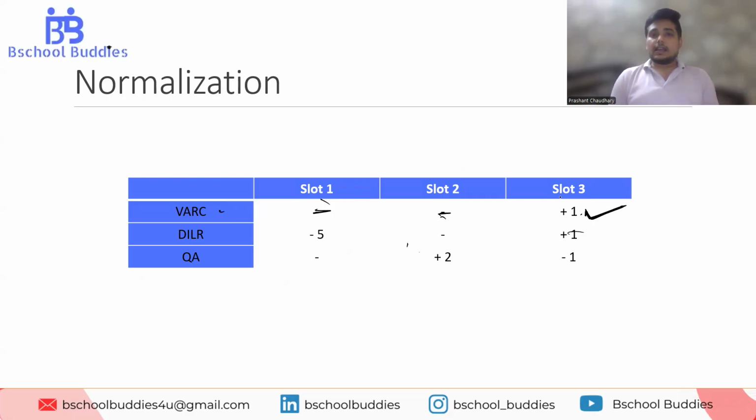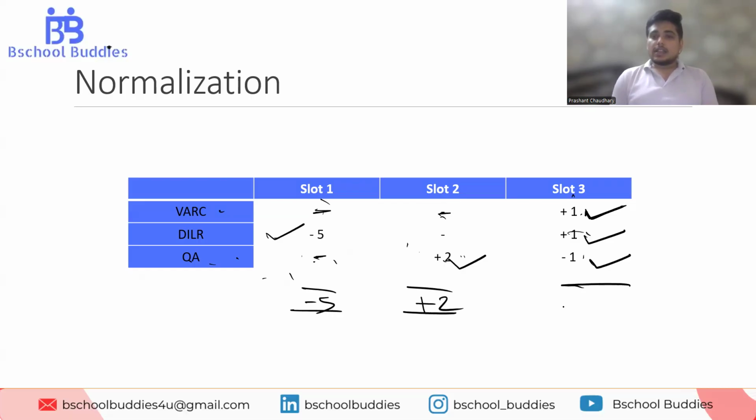If I talk about DILR, slot 1 is losing around -5 marks. Slot 2 is exactly there. In slot 3, there's +1. If I talk about QA, in slot 1 there's no effect of normalization. In slot 2, there's +2. In slot 3, there's -1. So if I talk about the overall effect, slot 1 is getting -5, slot 2 is getting +2, and slot 3 is getting +1.